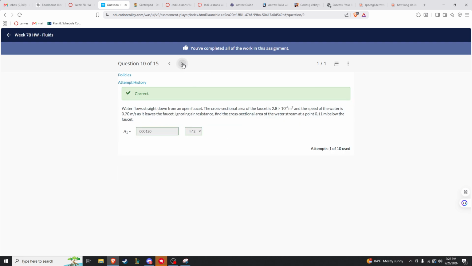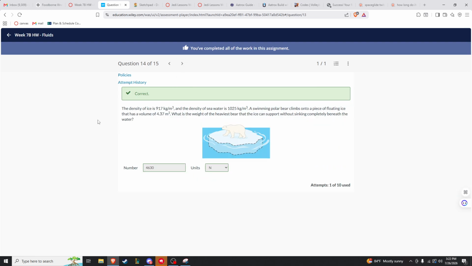Now, for my second question, I want to do question 14. The density of ice is 917 kilograms per meter cubed, and the density of seawater is 1025 kilograms per meter cubed. A swimming polar bear climbs onto a piece of floating ice that has a volume of 4.37 meters cubed. What is the weight of the heaviest bear that the ice can support without sinking completely beneath the water?